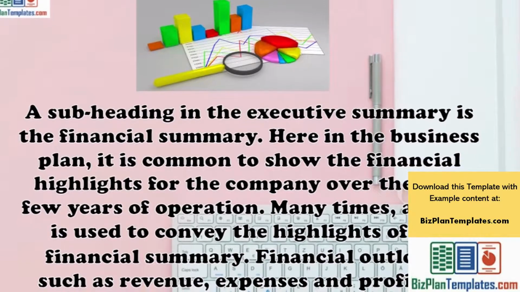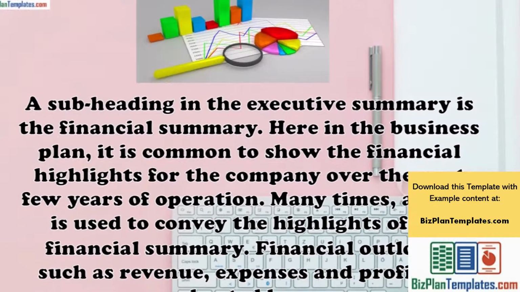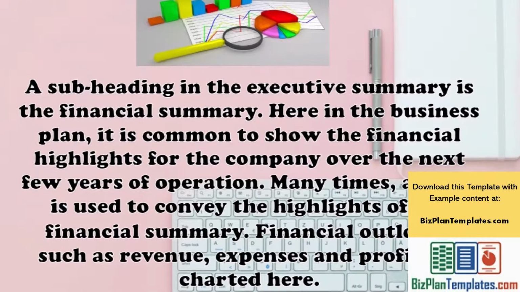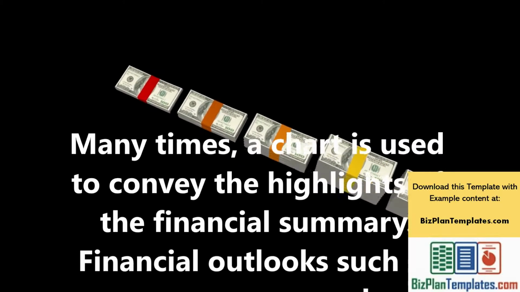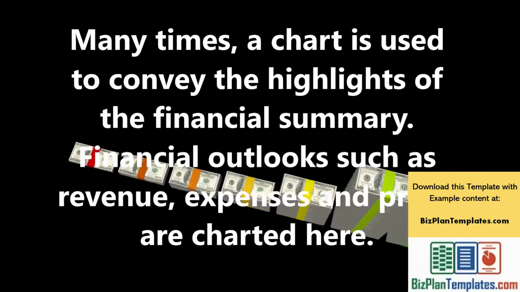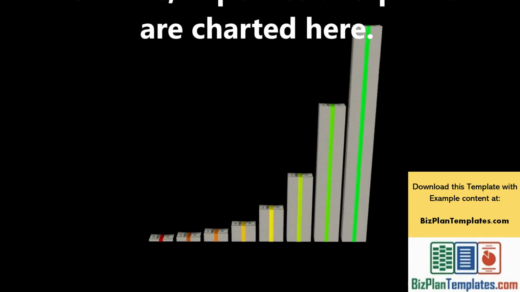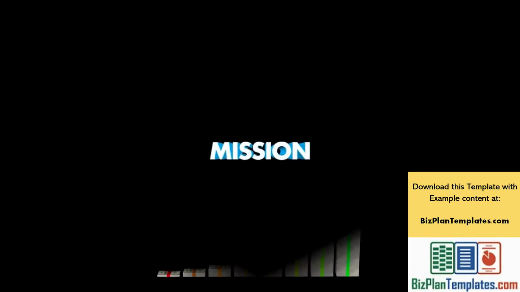A subheading in the executive summary is the financial summary. Here in the business plan, it is common to show the financial highlights for the company over the next few years of operation. Many times, a chart is used to convey the highlights of the financial summary. Financial outlooks such as revenue, expenses, and profit are charted here.